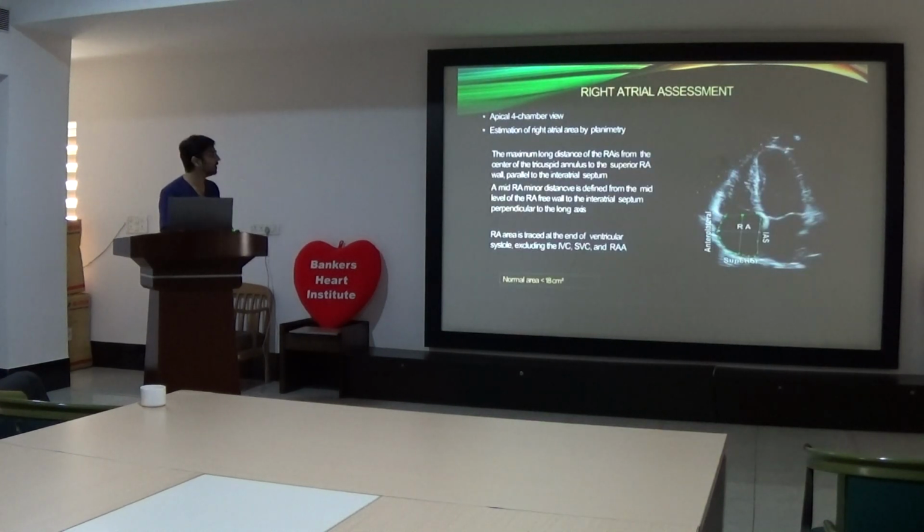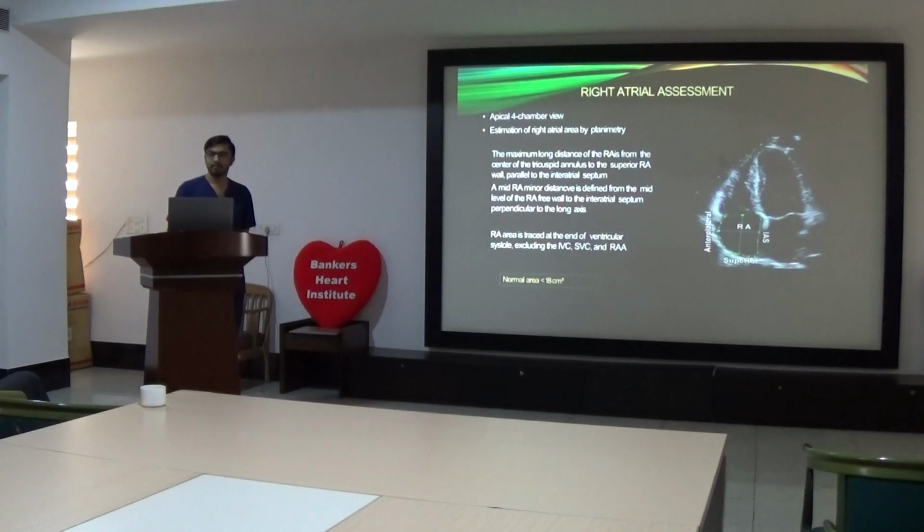In the same way we will do the right atrial assessment. As we measure the right ventricle, we also have to go through the right atrial pressure, because clinically we have to take the right ventricular pressure plus the right atrial pressure as per the IVC of the patient. So how do we measure the right atrial assessment?